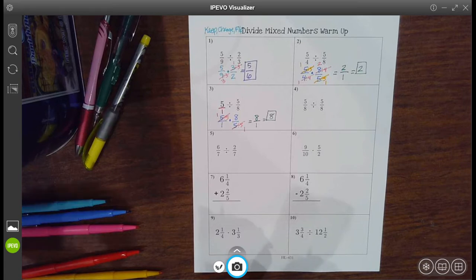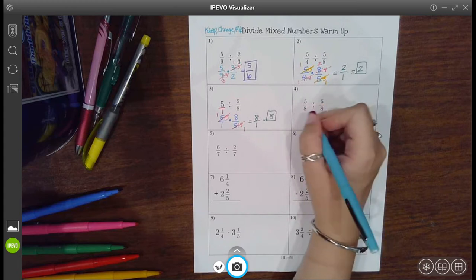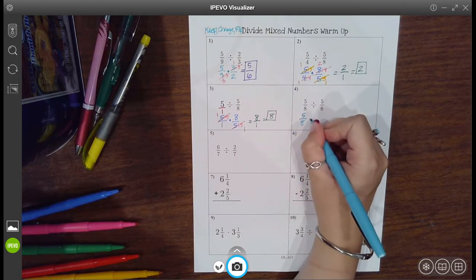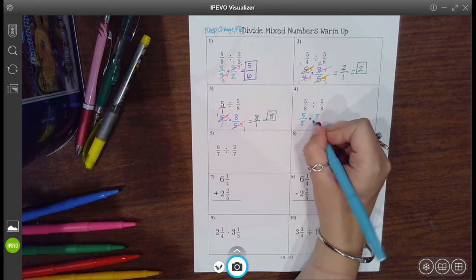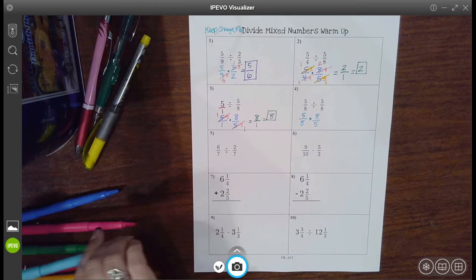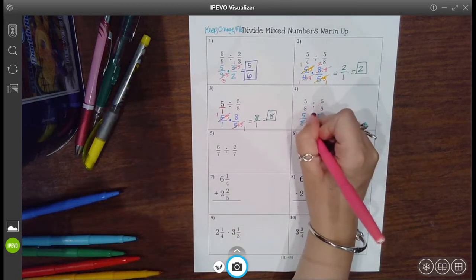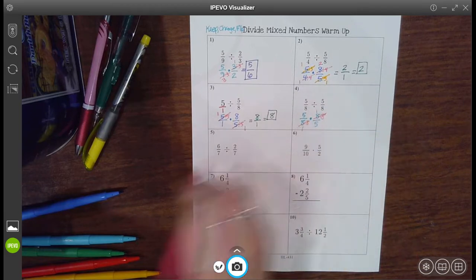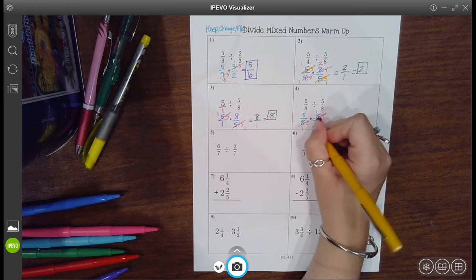Okay, for our next one, same thing. I'm going to keep my first fraction the same. Change division to multiplication. Flip that second fraction, 8 over 5. Now for this one, my 8's can both cross cancel, and they become 1. And my 5's can both cross cancel, and they both become 1.